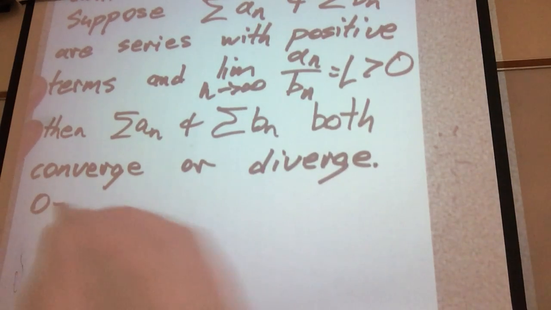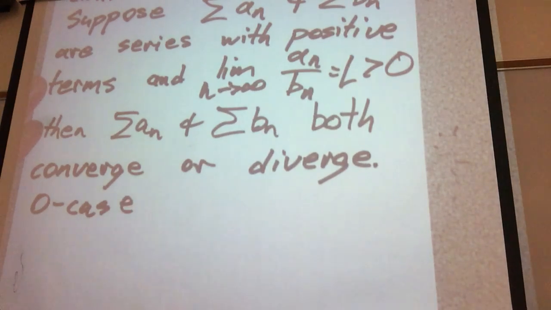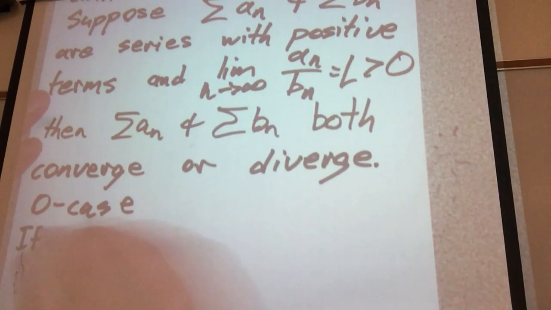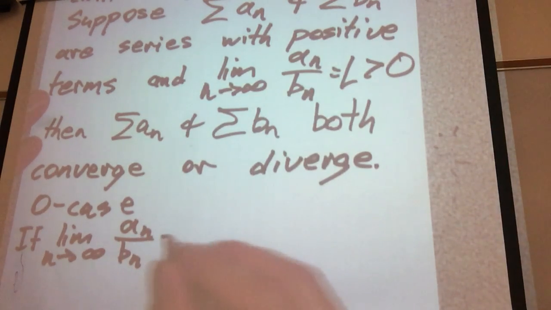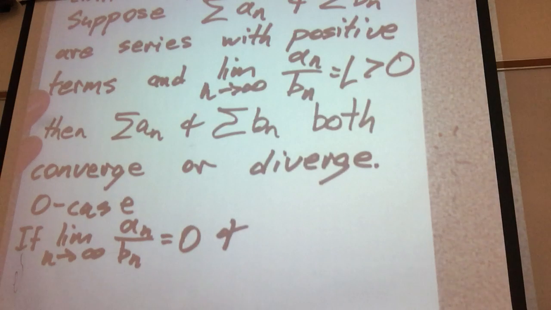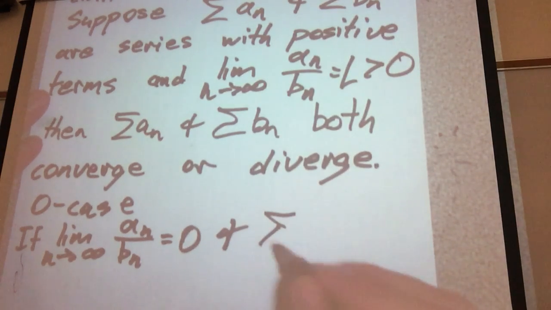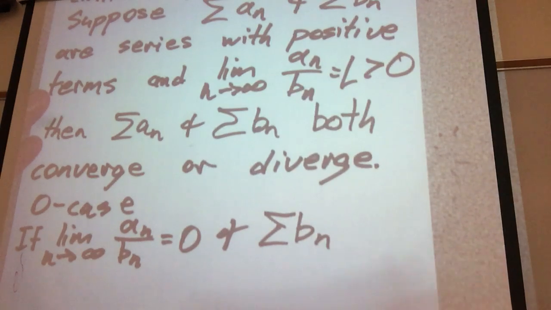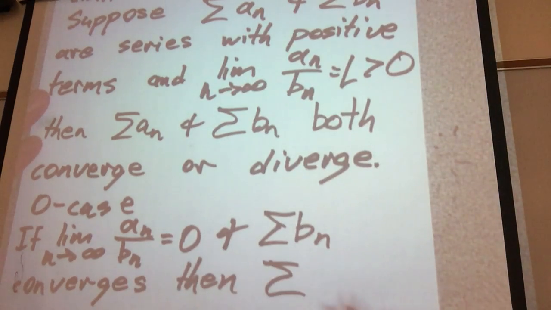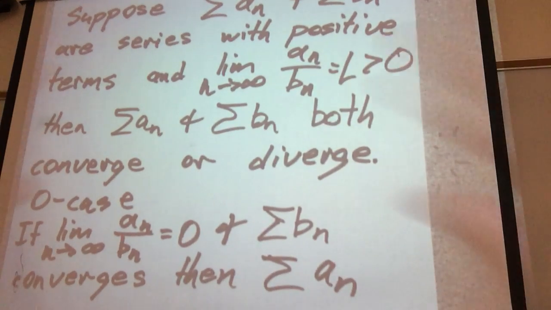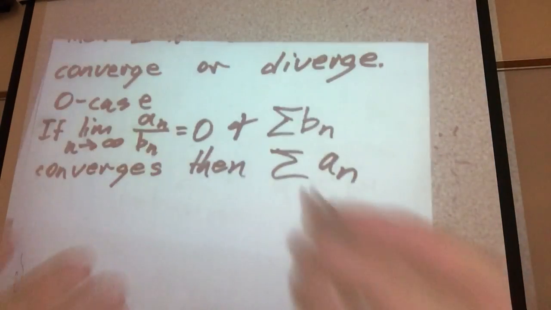There's the zero case. So if the limit as n tends towards infinity of a sub n divided by b sub n equals 0, and the sum of b sub n converges, then the sum of a sub n converges.